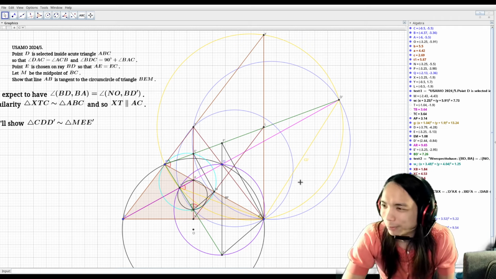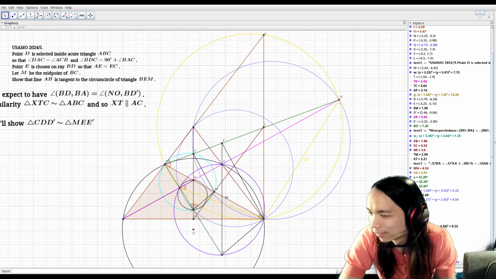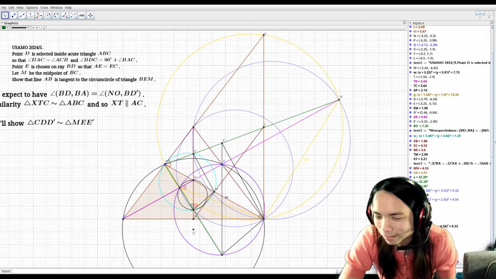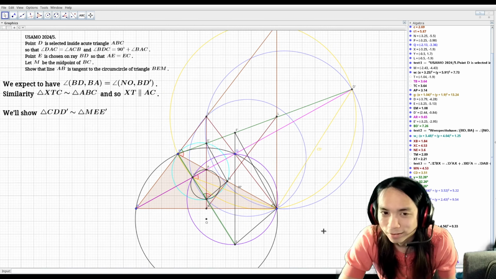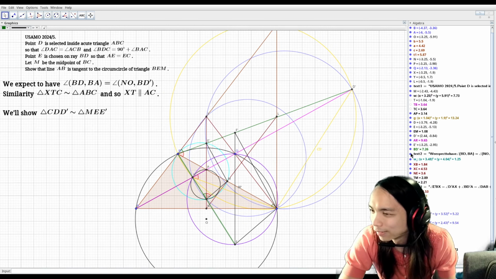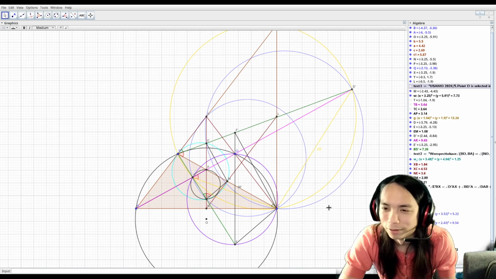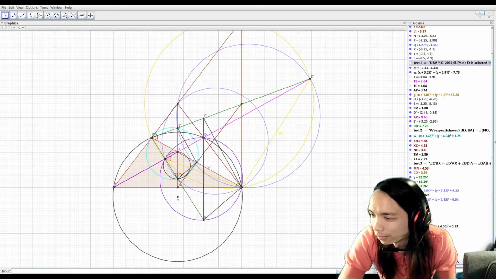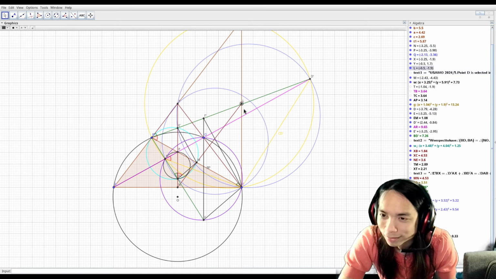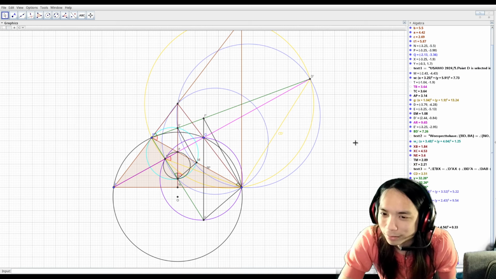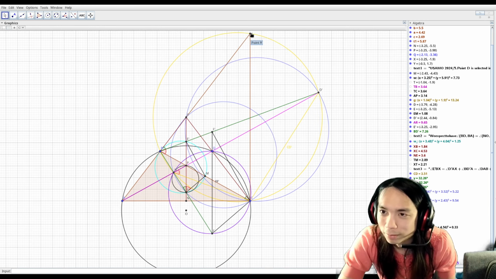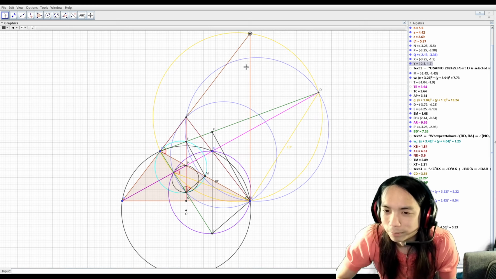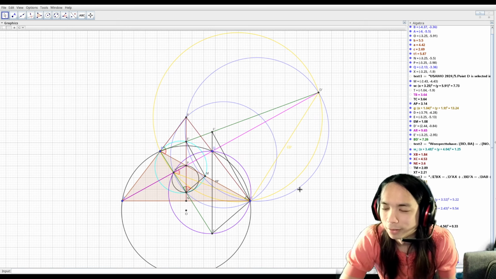Something about this really bothers me, though, because I feel like we didn't use... Okay, let me recap what happened. First of all, let's delete all the junk I didn't use. So T ended up being useless. That was a bad idea. L didn't matter. This purple didn't matter. I feel like some of the circles I drew didn't matter. Y ended up not mattering. We can hide all of that.